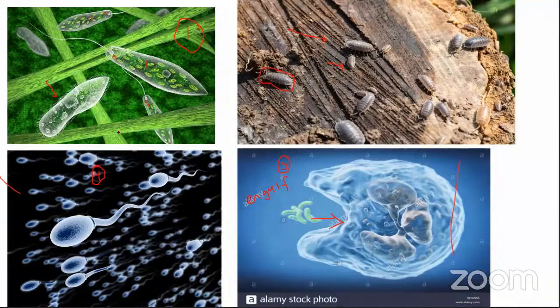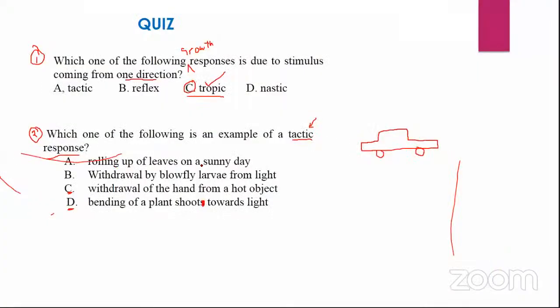So having looked at that background, the question is saying, which one of the following is an example of a tactic response? A says rolling up of leaves. Now, with rolling up of leaves, it's just a body part, you see. So this one cannot be the answer. Why? Because it's just a body part that is moving. But with tactic, the whole organism moves, just like a taxi moves people from one place to another. Now, withdrawal of blowfly larvae from light.